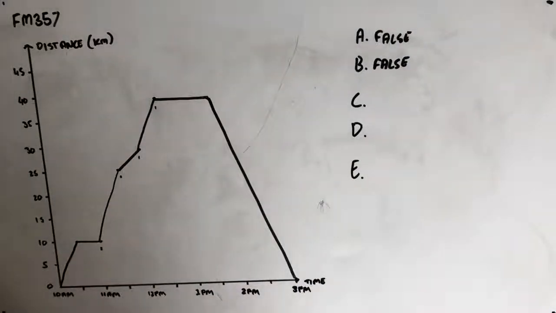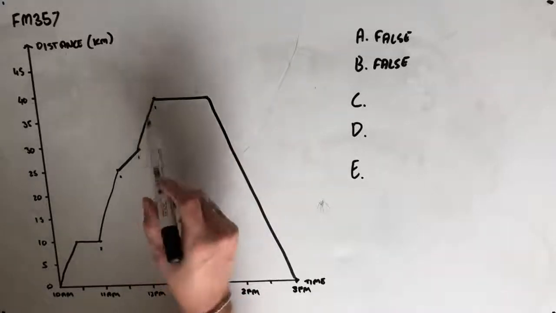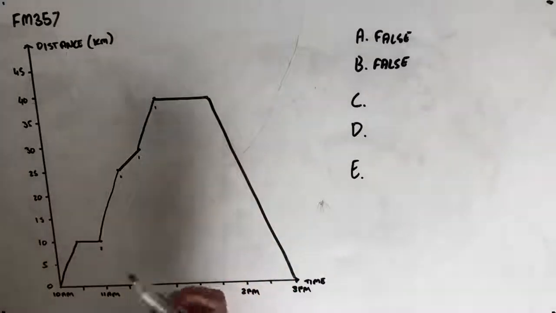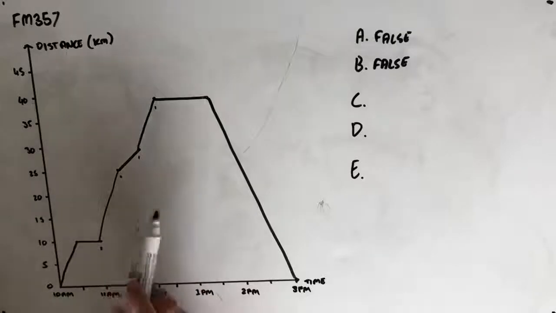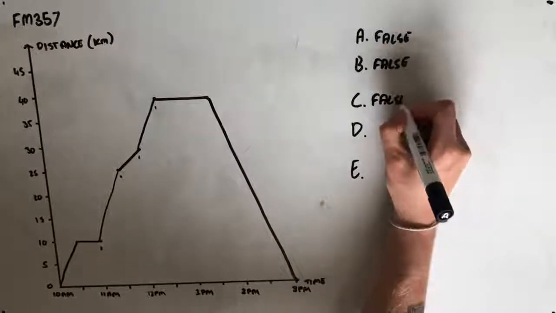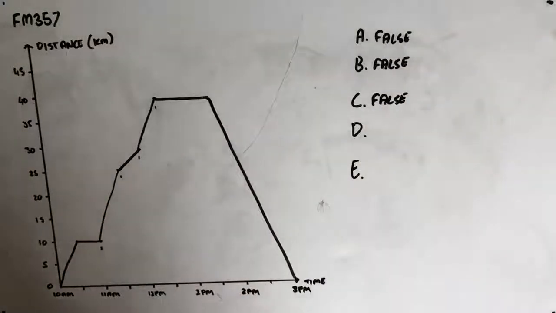C, Christian is 45 kilometers away at his furthest distance from home. Well, this interval here between 12:30 and 1:30 p.m. is actually the furthest that he is from home, and that tops out at 40 kilometers. So once again, statement C is false.